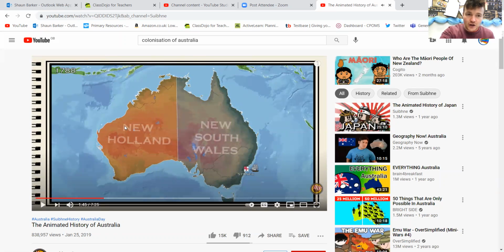So Holland is in Europe, and so it wasn't until we got there on the complete opposite side of the coast when we landed in Botany Bay in Sydney. I can't remember the date. I think it's 1788, and we started then colonising Australia.